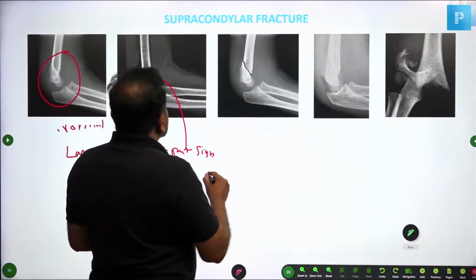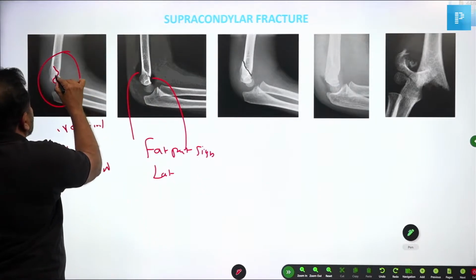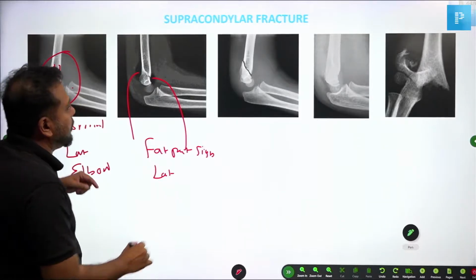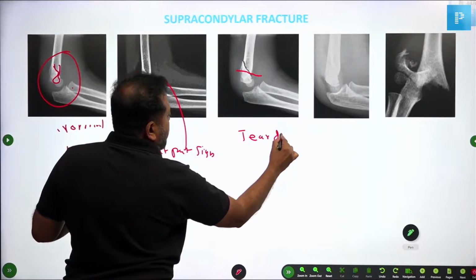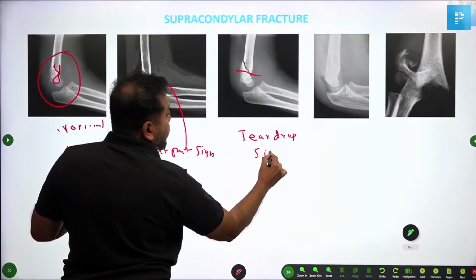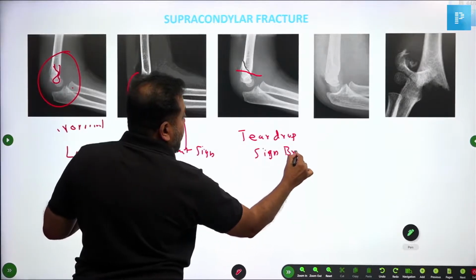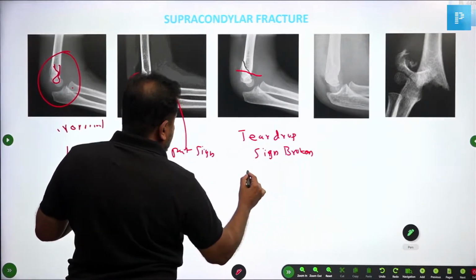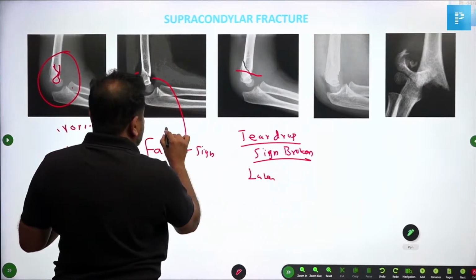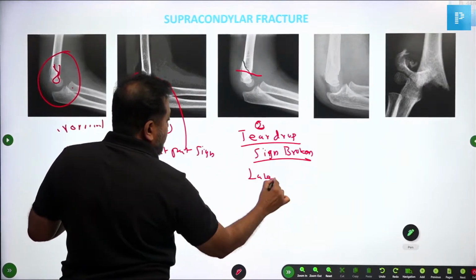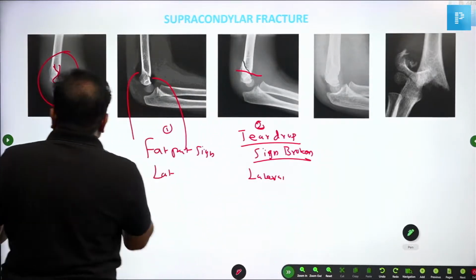Here, see, this is a normal teardrop. Here that normal teardrop sign is broken. Teardrop sign is explained in detail in our main video. Teardrop sign is broken. So this is again lateral view. Broken teardrop sign is the second sign. This is the first sign, this is the second sign. Lateral view.